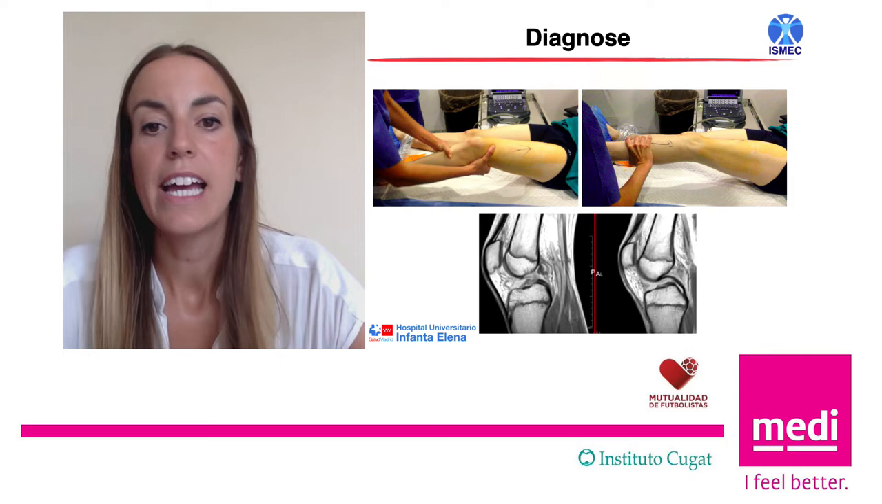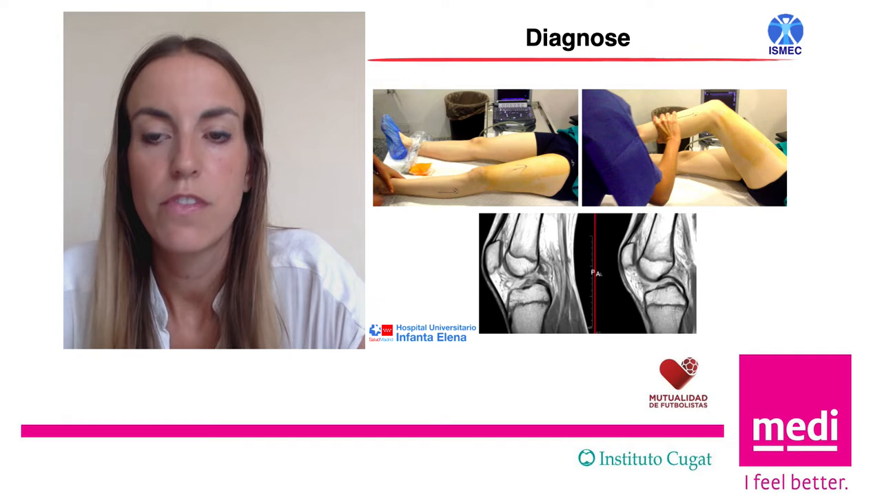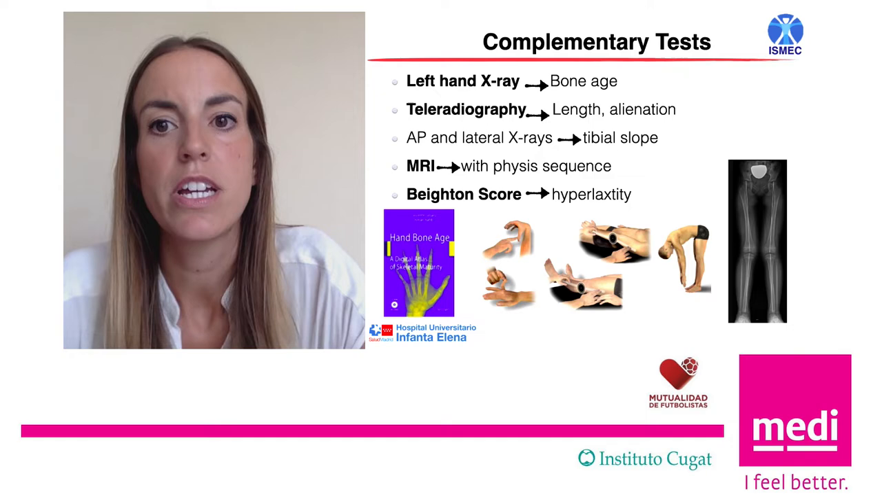The diagnosis is basically the same as in adults. We have to do a very good examination. Here I'm doing a Lachman test, pivot shift test, and obviously we also have to do an MRI. But the MRI is not the only test that we have to do in these patients. We have to do many complementary tests.